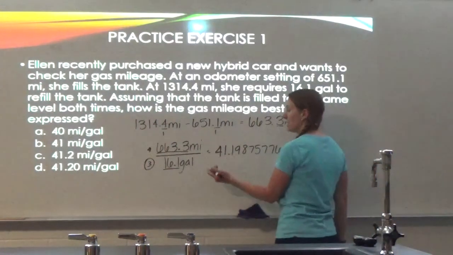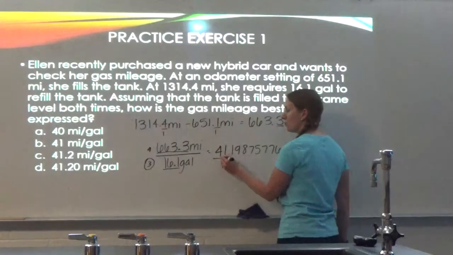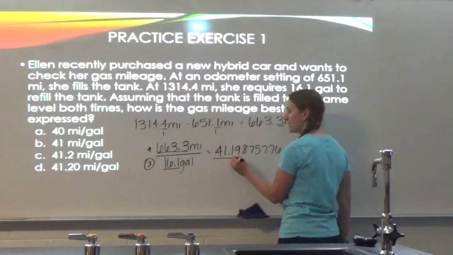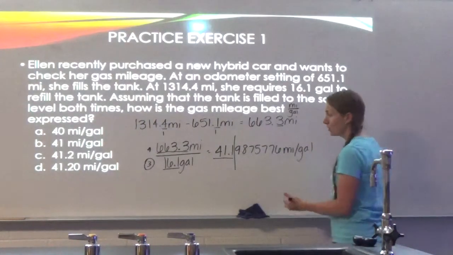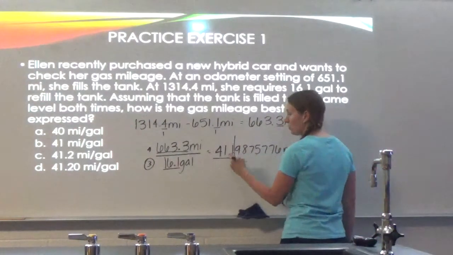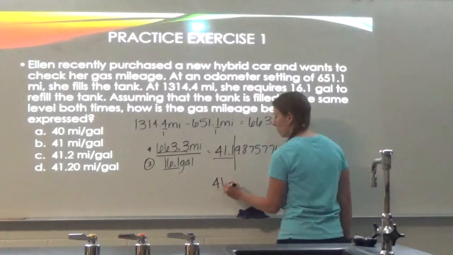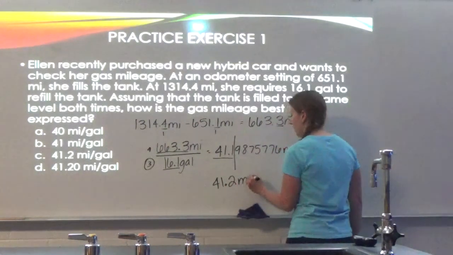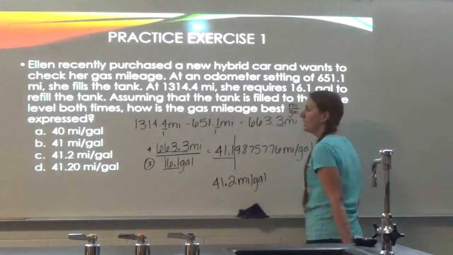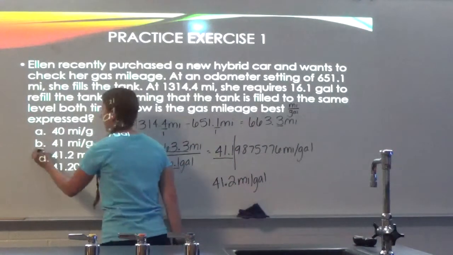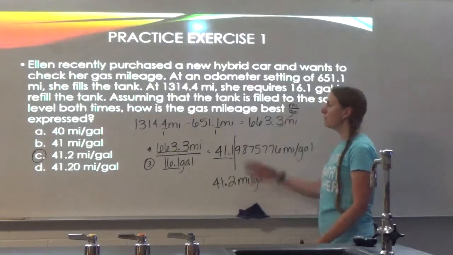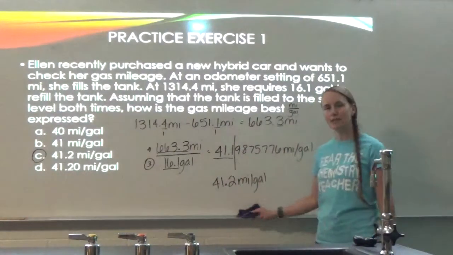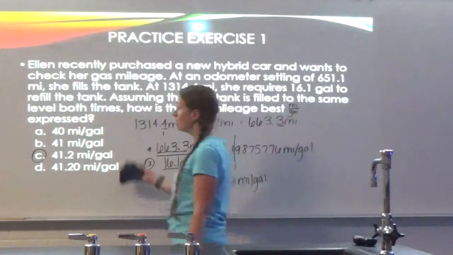So I start at the front. 4 is significant. 1 is significant. 1 is significant. That's 3 significant figures. So I want to cut off right here. The 9 will round the 1 up, so I get 41.2 miles per gallon. And then I look over here, that would be answer choice C. And that's all you have to do. If you have a multi-step problem, you just need to assess your significant figures in between each step.